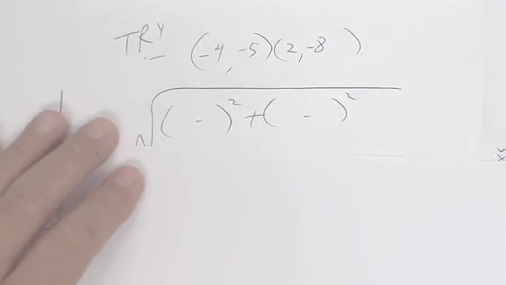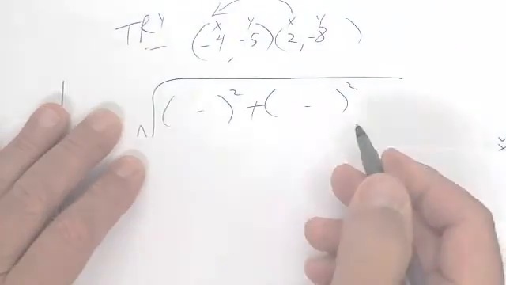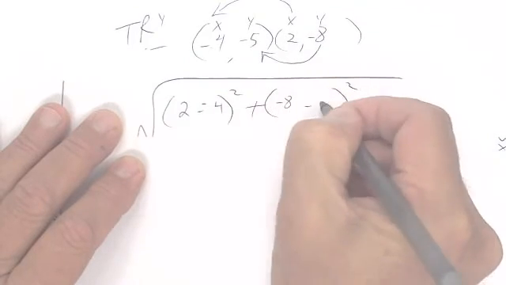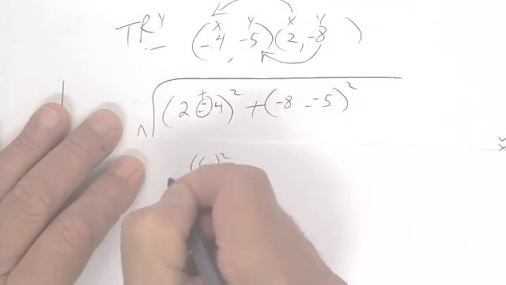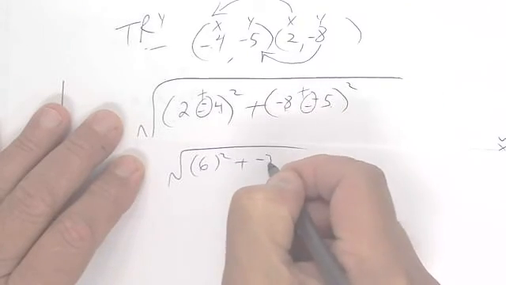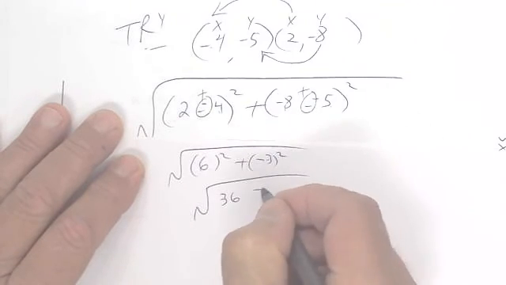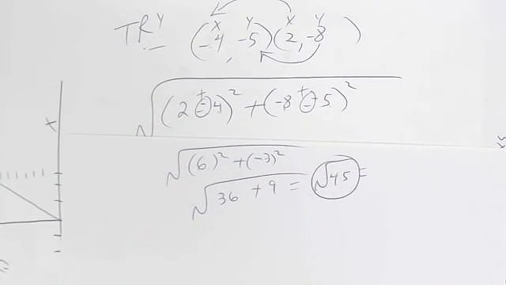All right, let's look here. Your x's go here. So it's xy and then xy. So x's go like this. So it's 2 minus a -4 and then -8 minus a -5. Should be a double negative here. So that's 6 squared. This one is going to be a plus, so you've got more negatives, so it's going to be a -3 squared. When you square a negative times a negative, it is a positive. 6 times 6 is 36. I get the square root of 45. Square root of 45 is not perfect. It's irrational. We're going to leave it alone. Any questions on that?